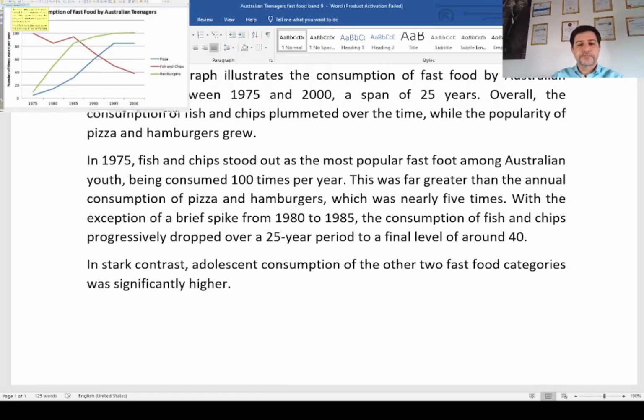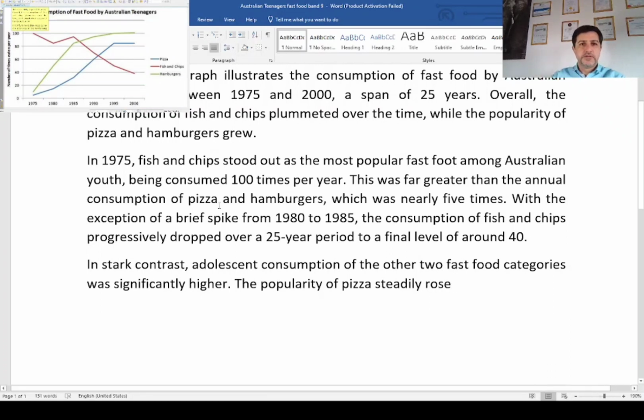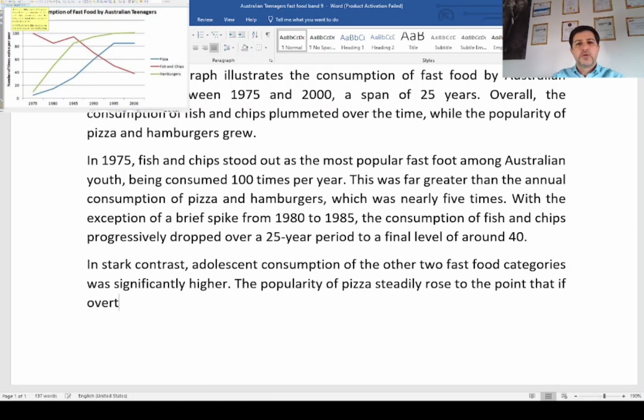That's it. And now I shall even mention more details. So I continue like this. The popularity of pizza steadily rose. See, as you see here in the graph, it steadily rose to the point that it overtook that of fish and chips.